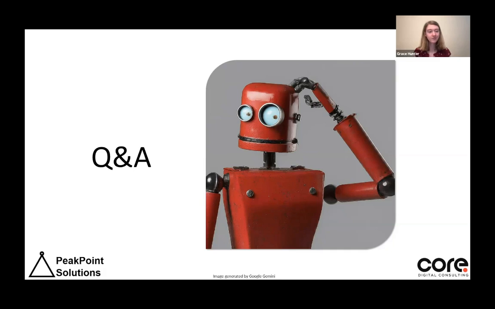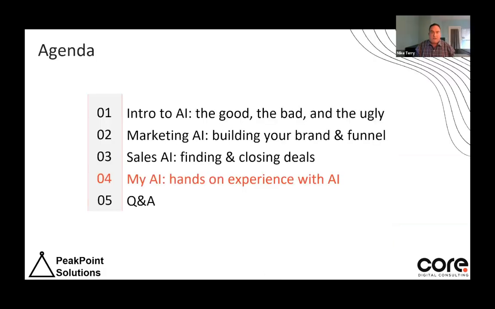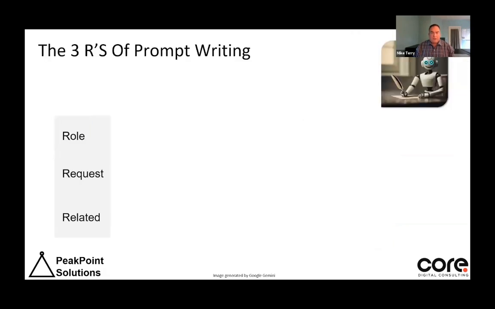Okay. So I will jump into getting into the hands-on with AI. So we want to give everyone an opportunity here. Doug was mentioning earlier about the 3 R's of prompt writing, and the more detailed the prompt that you write, the better your output. The 3 R's of prompt writing are the role, the request, and then how are they related? Going through each of that. And remember that a detailed prompt really will give you the better answer.